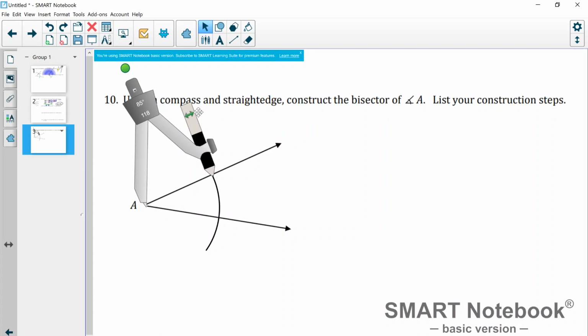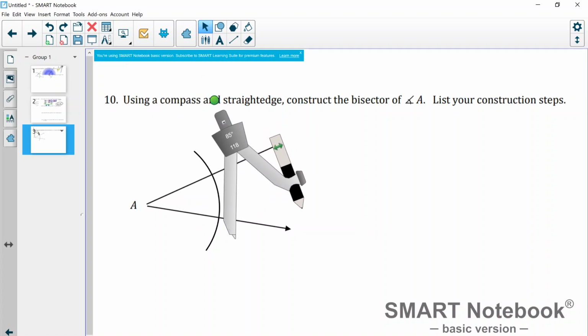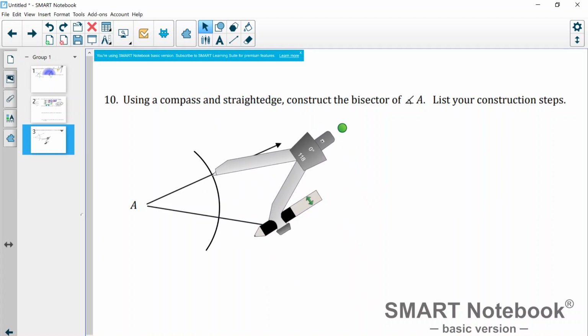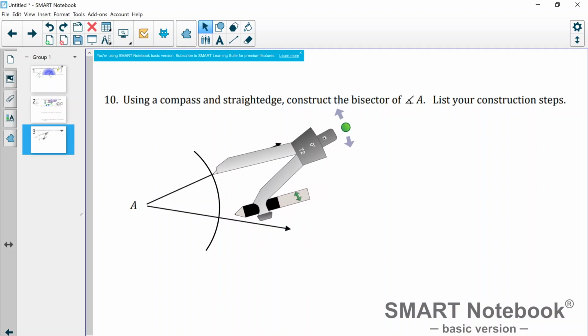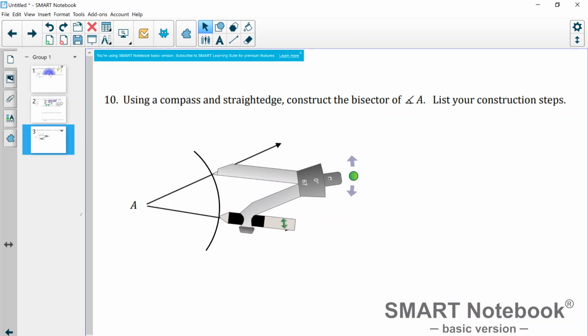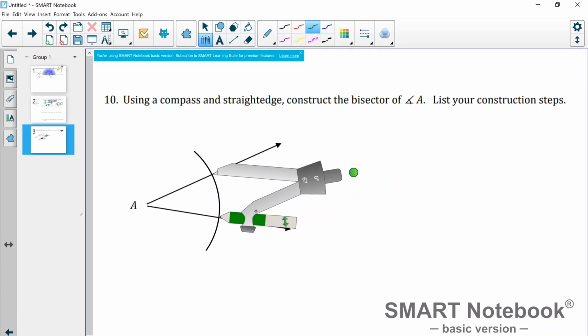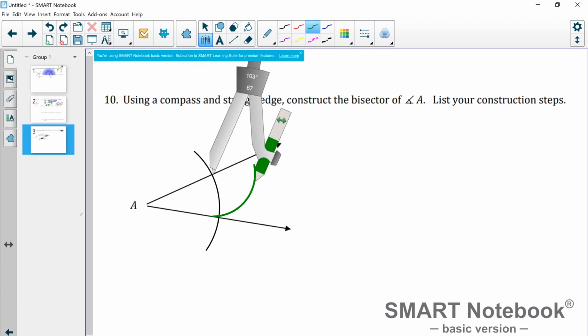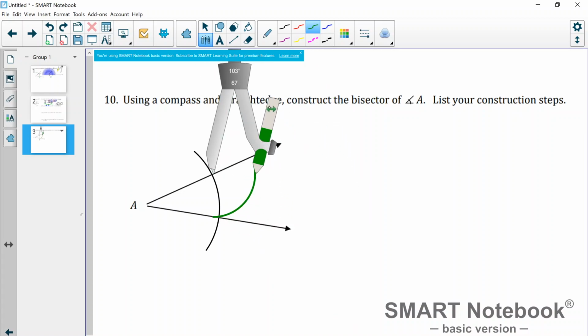From here, all I have to do now is measure the distance across my markings. So step 1 is I am going to place the bullseye on one of my 2 points of intersection, and I'm going to make it so my pencil is on the other point of intersection. So now we're going across the angle here, and I want to mark out further into the angle.